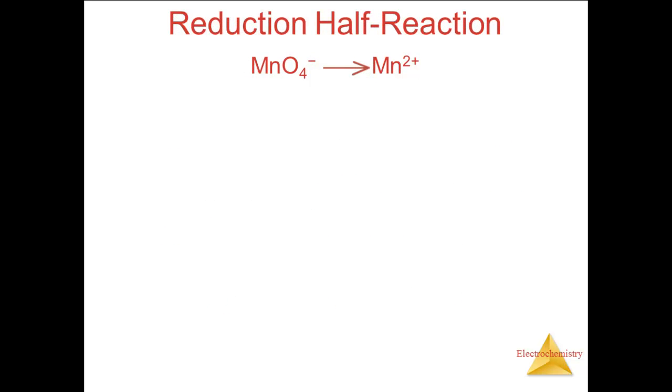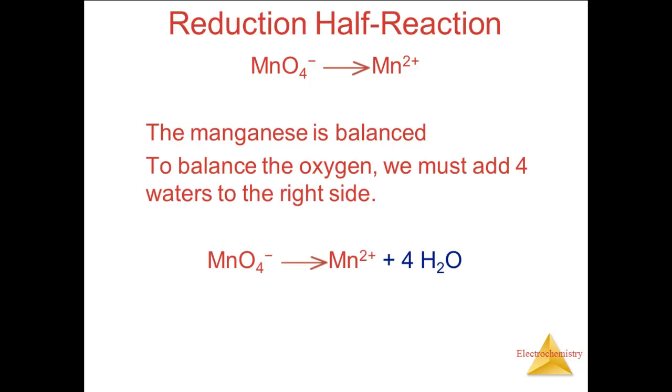We follow the same pattern when writing the balanced reduction half reaction. The manganese is already balanced with 1 atom on each side of the reaction. There are 4 oxygen atoms in the reactants and none in the products. So to balance the oxygen, we need to add 4 water molecules in the products.